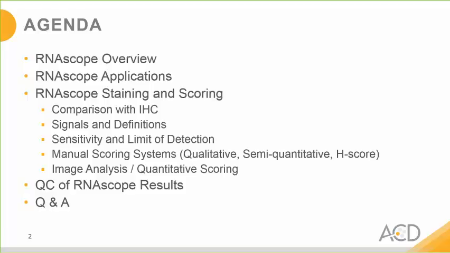We'll talk about the sensitivity and limit of detection of the assay. Then we'll move on to a review of the manual scoring systems that can be used for RNAscope, including qualitative, semi-quantitative, and H scoring. We'll also cover image analysis and quantitative scoring before finishing up with an overview of the quality control procedures involved in performing and interpreting RNAscope.